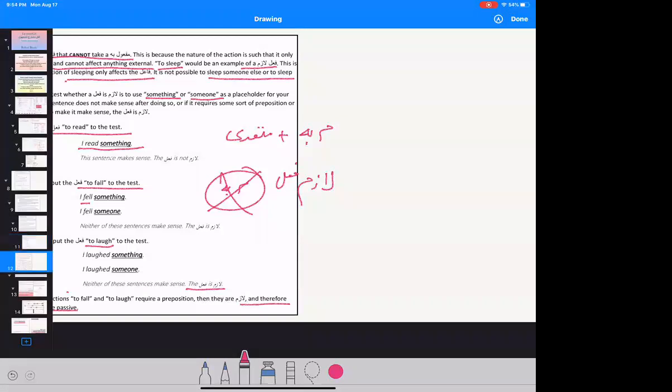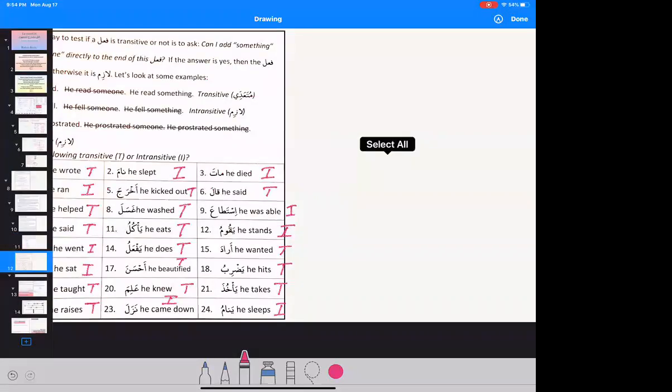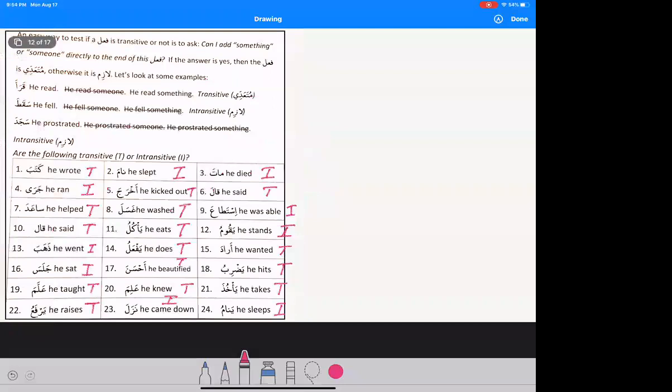So let's see some more examples. Now qara'a, we did that already. He read someone or something, that makes sense, right? So that means this is our mutaddi. It can take maf'ulun bihi. Now saqata means he fell. Something or someone is not making sense. That means this is our intransitive lazim fail.